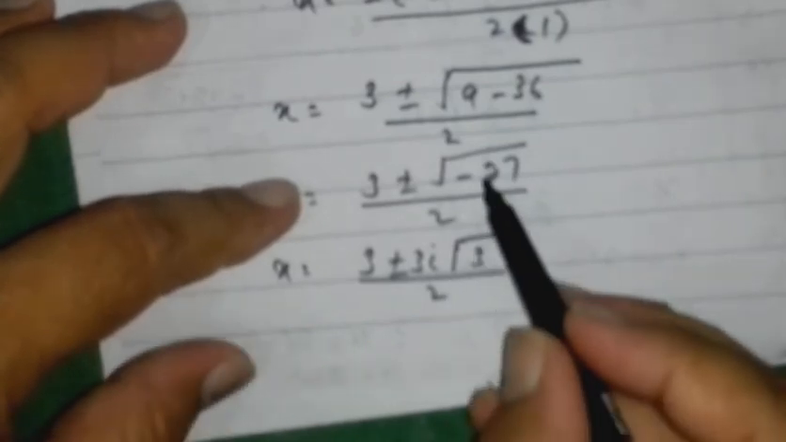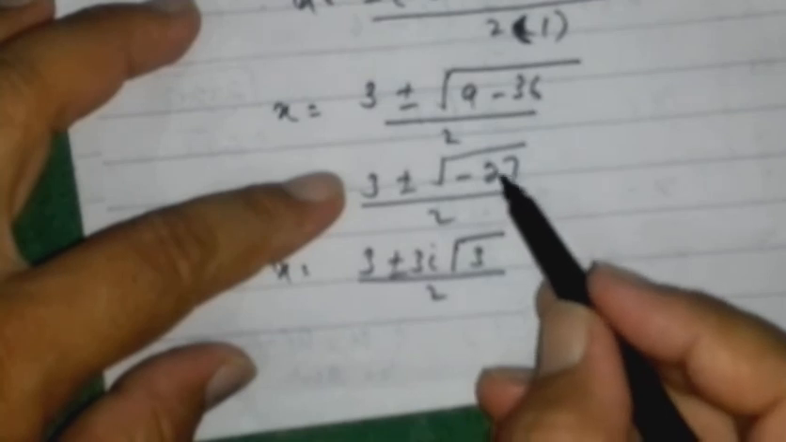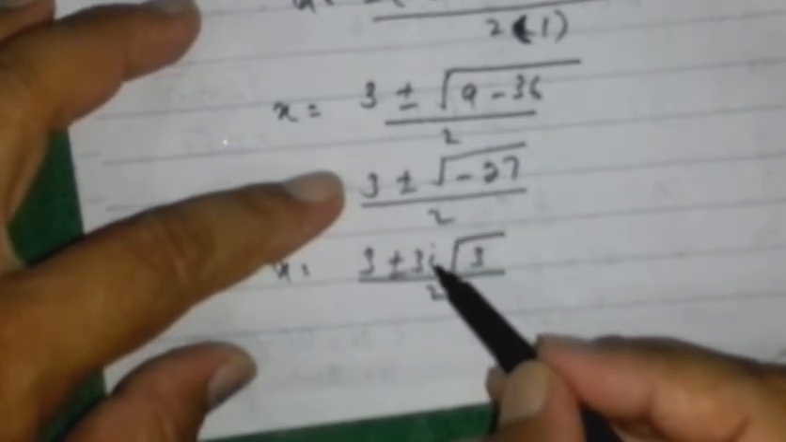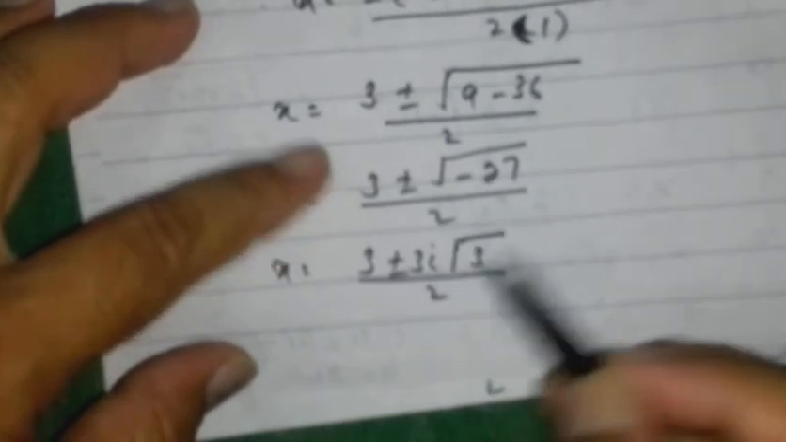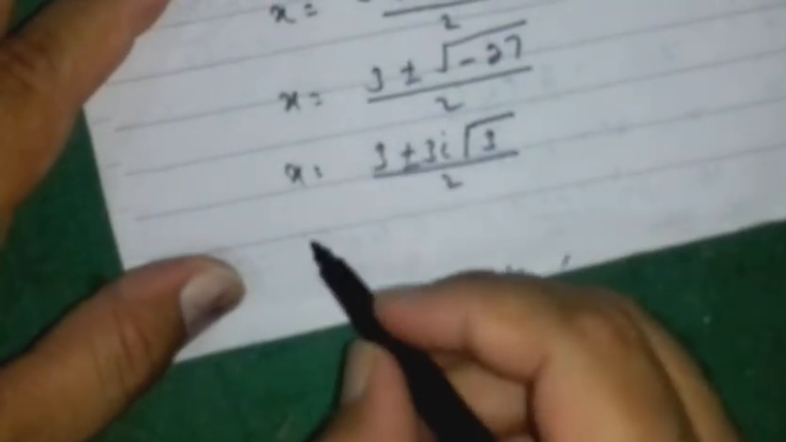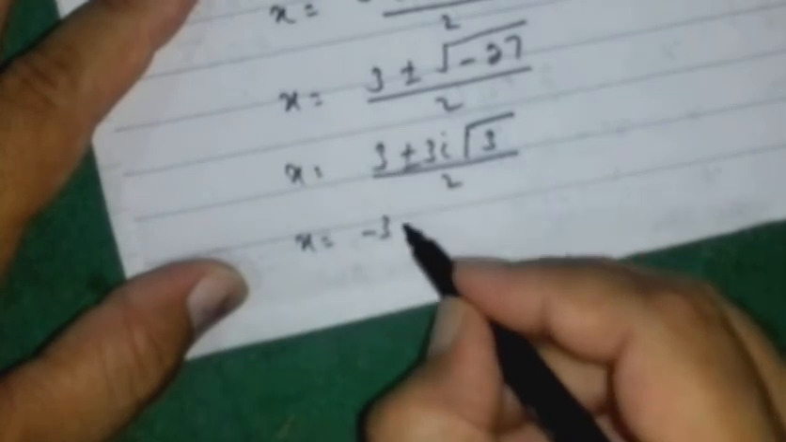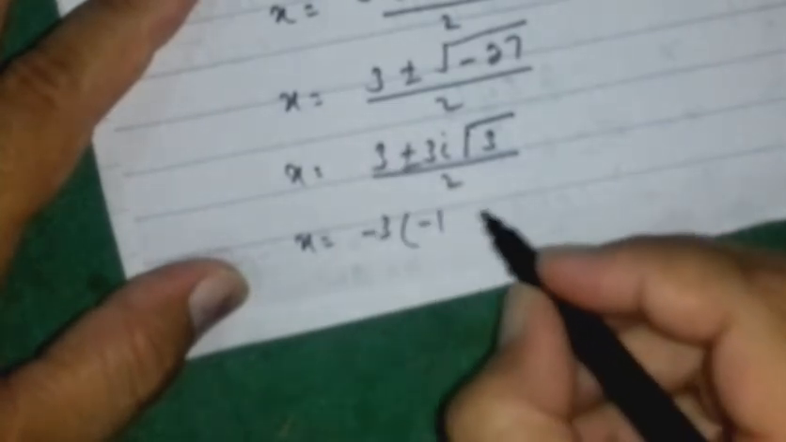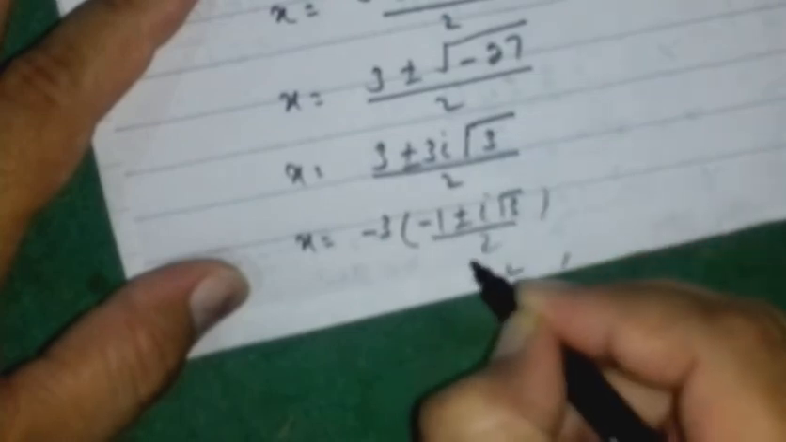Now this 27 can be written as 3 threes are 9 and 3 are 27, so one 3 will be taken out, and this minus when we take it out, it becomes iota, and here remains under root 3 by 2. Now take minus 3 common. Why? In order to get here minus 1. Now look, minus into minus, we get plus 3, and this plus will become minus, and minus will become plus iota under root 3 divided by 2.